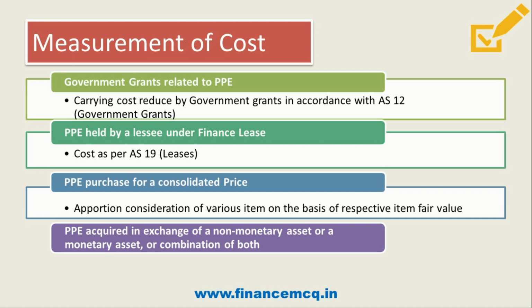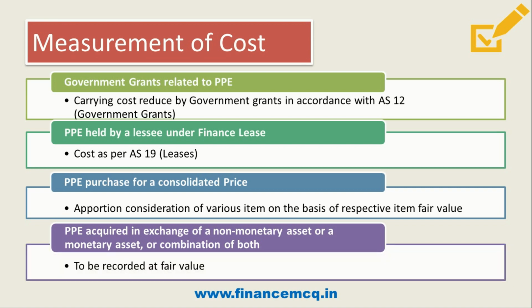In that case, the asset is to be recorded at its fair value unless the exchange transaction lacks commercial substance or the fair value of the asset received or given up is not reliably measurable. Apart from these two situations, the asset is to be recorded at fair value only. So I hope all these situations are clear to all of you. Friends, though you won't be asked to calculate the fair value of an asset, theoretically try to remember all these situations and how its cost will be measured. Now let's move on to the next point.